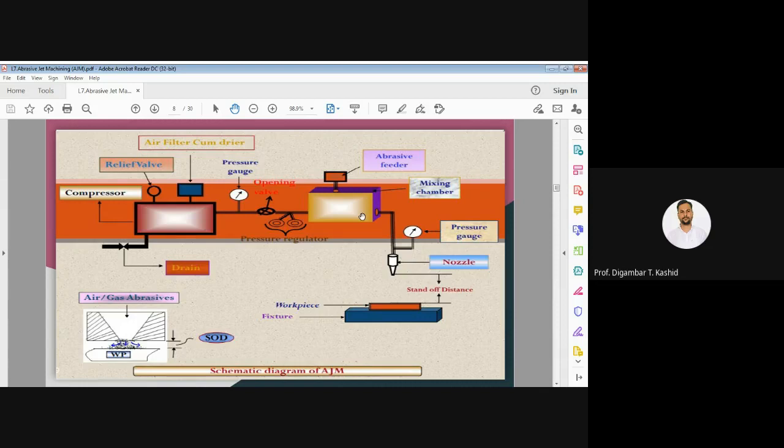Okay, so this is very important. We should always keep the machine chamber closed so that the fine abrasive particles do not spread in the environment. Otherwise they will be very harmful to the operator as well as the person or people present near your machine chamber. So we have to close that machine chamber every time.